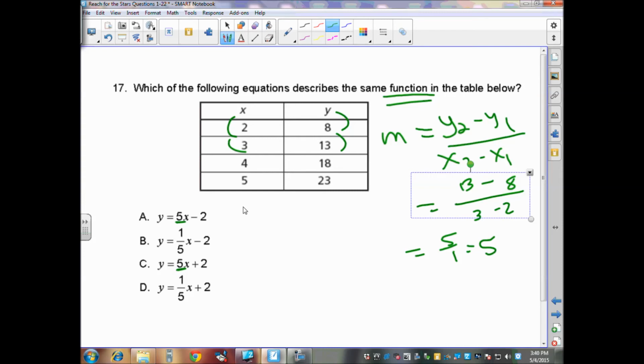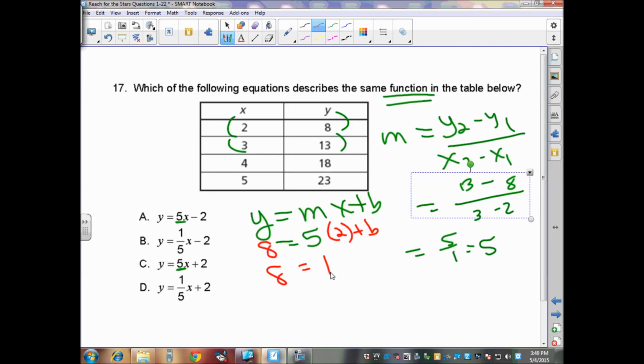The next thing we have to find is the y-intercept. So we'll use y equals mx plus b. We just found out that m was 5. You plug in any of these pairs. We'll go with the easiest ones. When x is 2, y is 8. You get 8 equals 10 plus b. Subtract 10, b equals negative 2. So there is our answer.